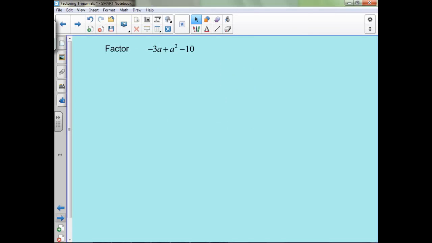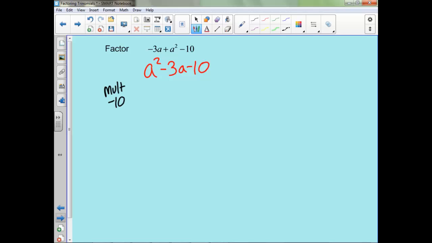Alright, so now we're going to factor this one. Notice first, though, it's not in the correct order. We need that squared term to be first. So all we got to do is reorder it. And now this is something we can deal with. So we need to multiply to negative 10, because remember there's a 1 here, and add to negative 3.